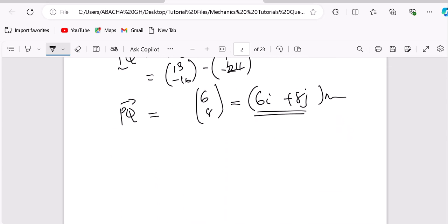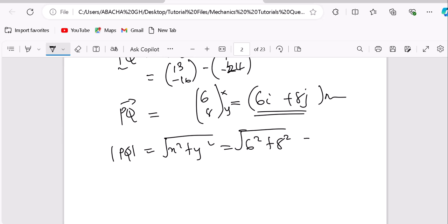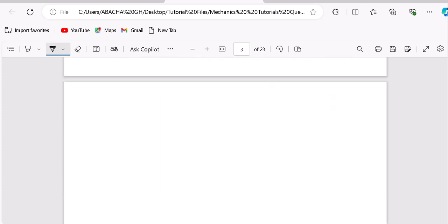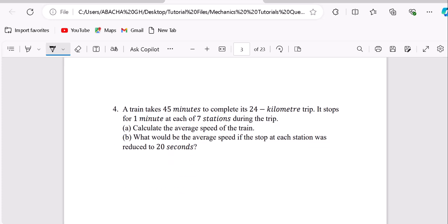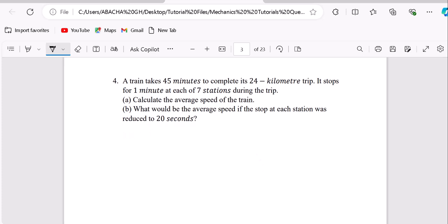Now they are saying we should find the distance PQ, and so it's just the square root of x squared plus y squared, where our x is 6 and our y is 8. This becomes the root of 6 squared plus 8 squared, and that is equal to 10 meters. That's all for that question. Let's see if we can move to the next question, which is here.